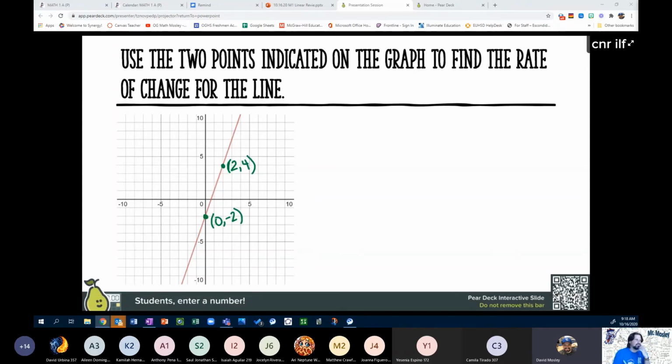So here we need to use the 2 points indicated on the graph to find the rate of change for the line. So we will be using the change in y divided by the change in x.